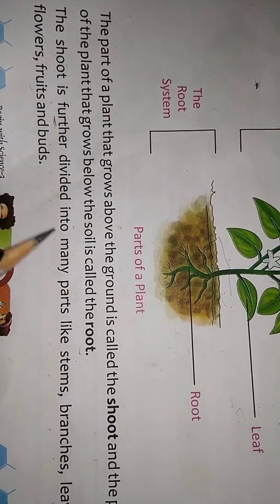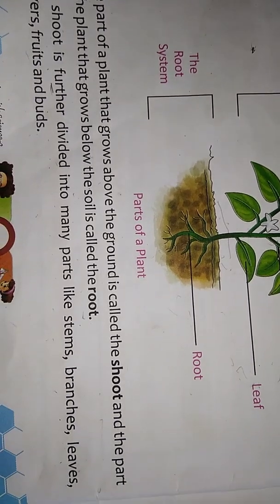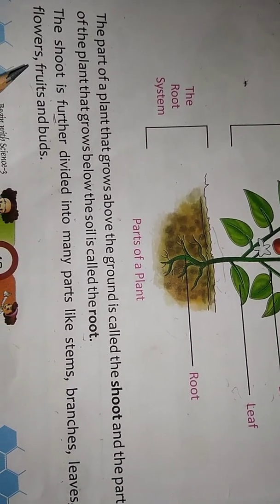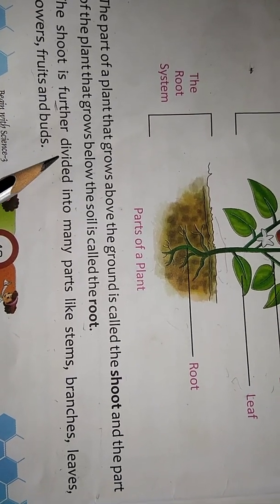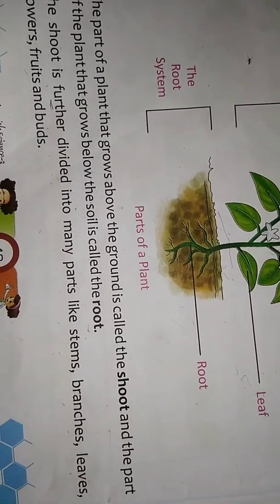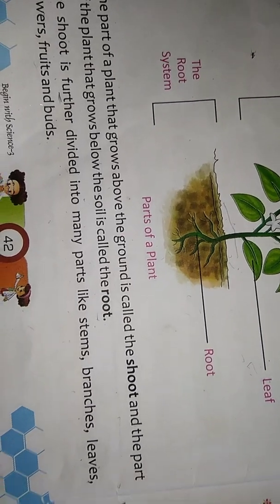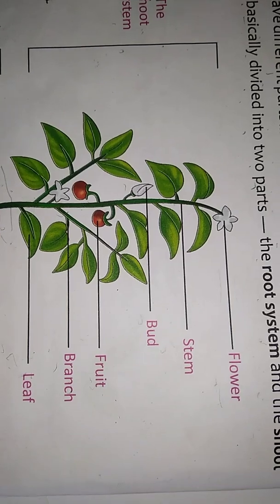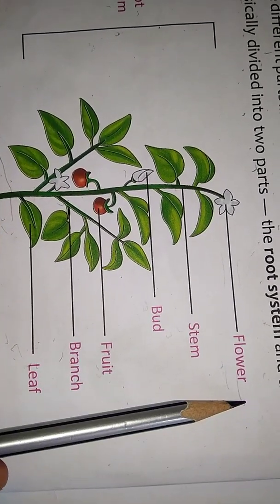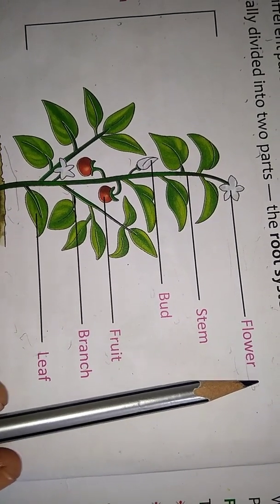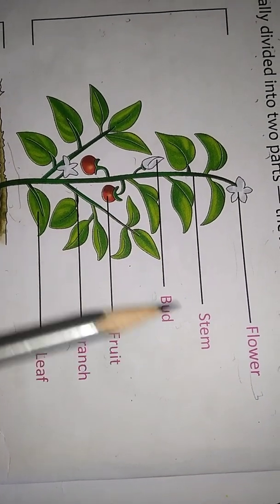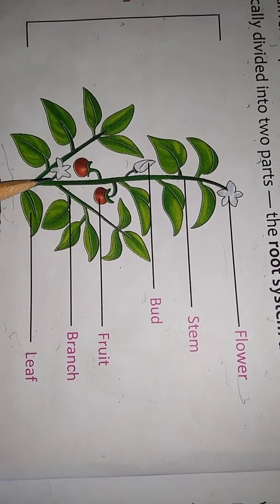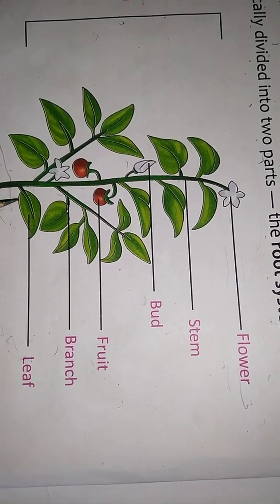The shoot system is further divided into many parts like the stem, branches, leaves, flowers, fruits and buds. So you can see here, flowers will come in the shoot system, stem, bud, fruit, branches, leaf.